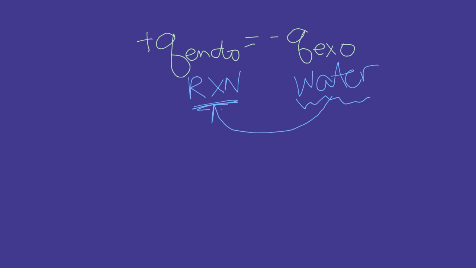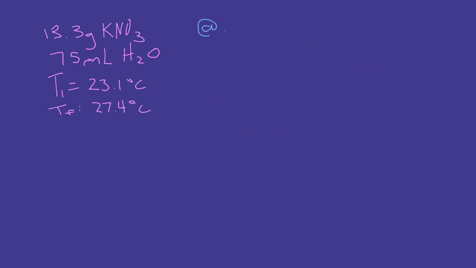Okay, so now we're going to work on a few of the practice problems on page number 12. Practice problem number 1 on page 12 says there are 12.3 grams of KNO3, and it's added to 75 mL of water. The initial temperature of the water is 23.1 degrees Celsius, and the final temperature of the water is 27.4 degrees Celsius.